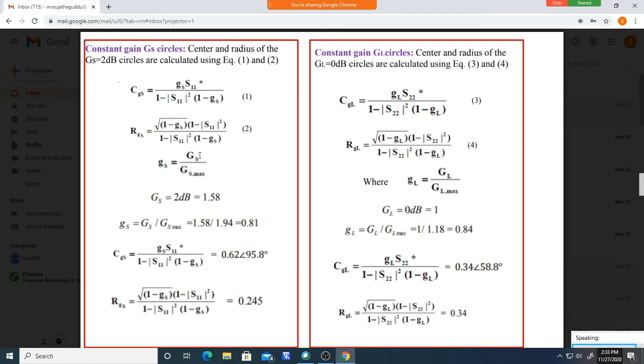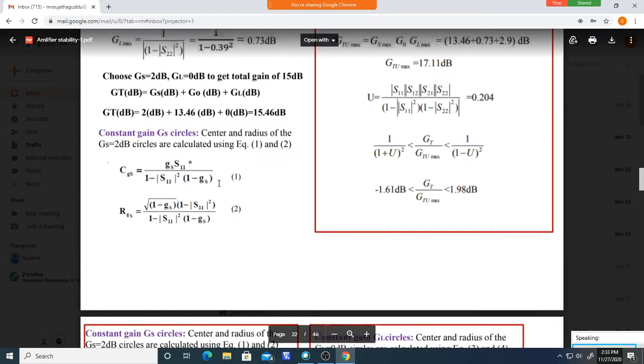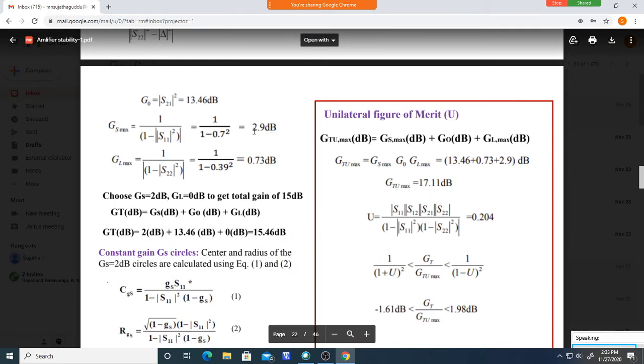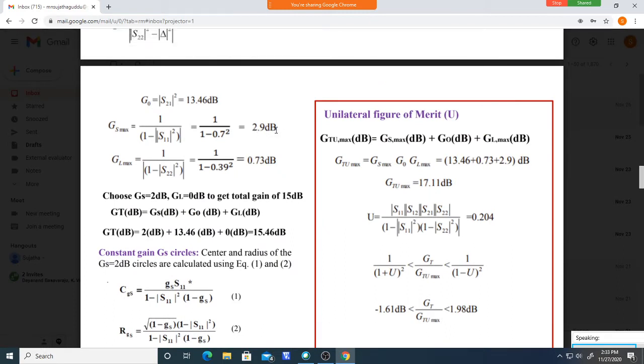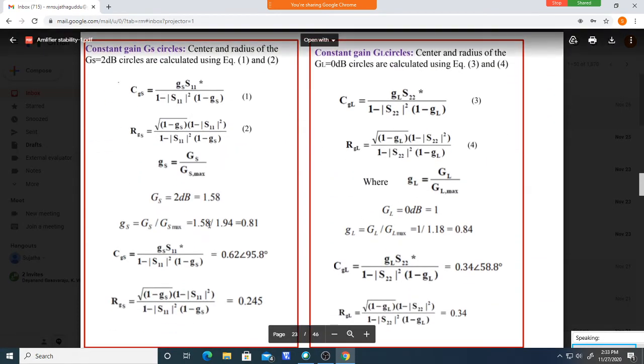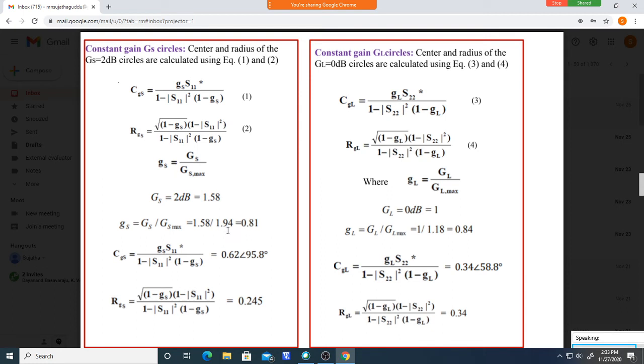You substitute 1.58, and GS maximum. What is GS maximum? That is 2.9. Convert this into a ratio, that you should substitute here. What is that value here? 1.94. You convert 2.9 into a ratio, that is GS maximum, and you will be getting 1.94.